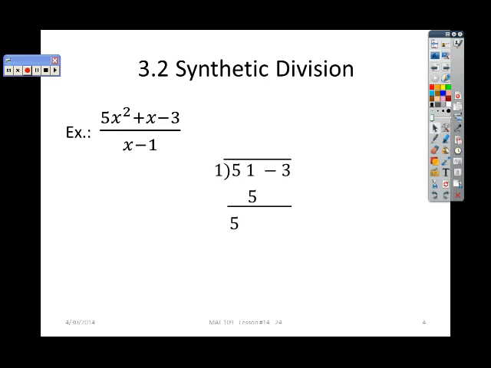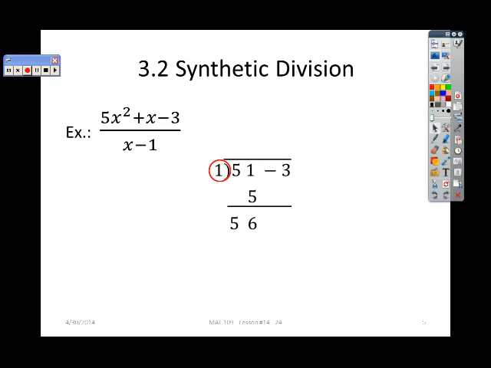Make sure you use the sign rules. If you have pluses, use pluses. If you have minuses, use minuses. Normal sign rules for multiplication. So 1 times 5. Now I'm going to take these two numbers and add them together. 5 and 1 make 6.